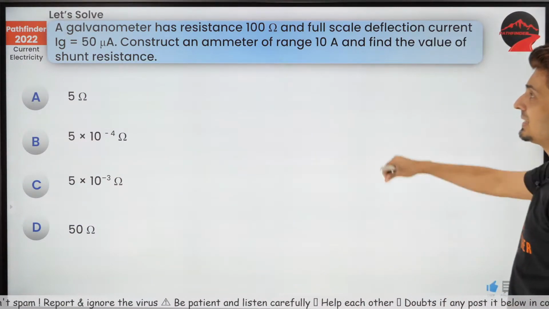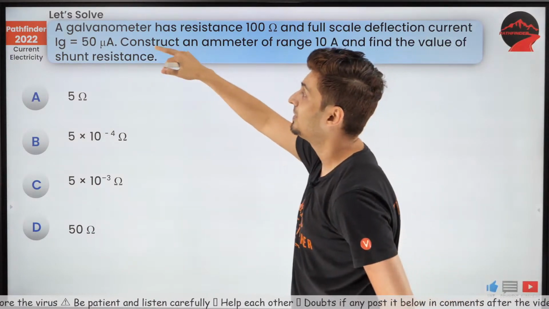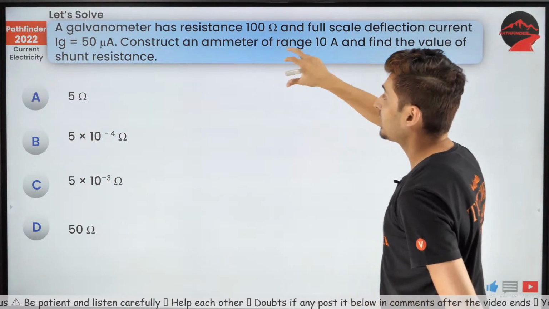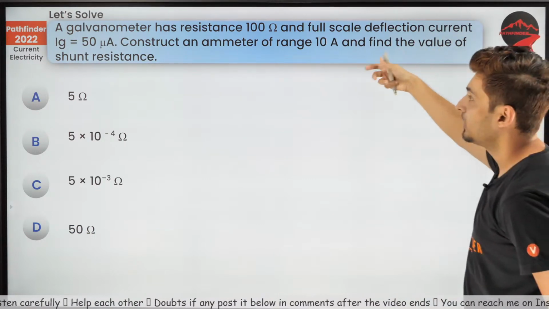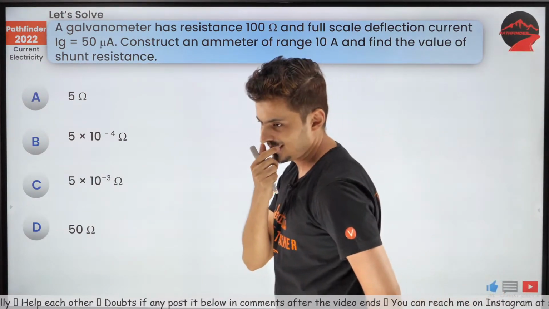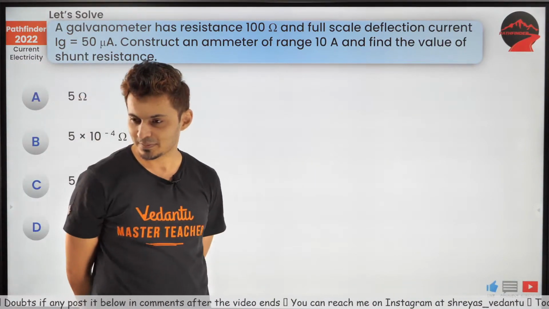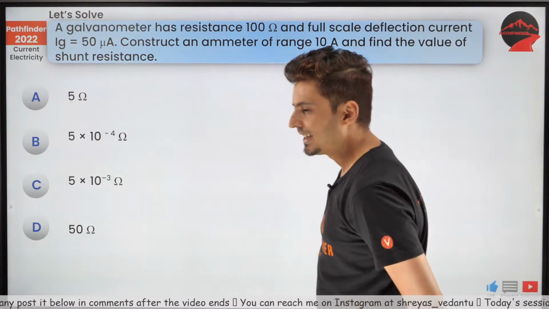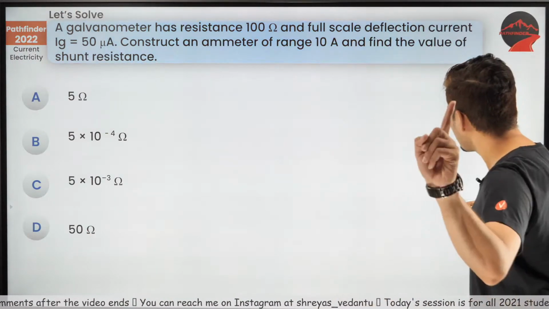There is a galvanometer which has a resistance of 100 ohms and a full scale deflection current of 50 microamperes. What will you do to construct an ammeter of range 10 amperes, and what will be the value of the shunt resistance? Come on, think about it. Let's see how many of you can do this. Come on my warriors. What do you think the answer is going to be? Just draw a simple diagram.